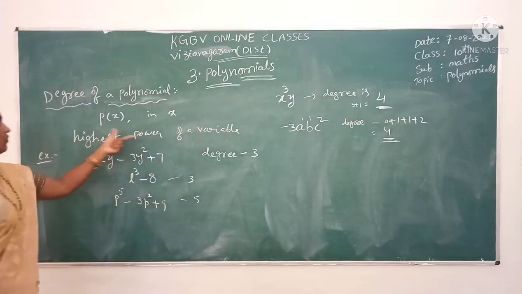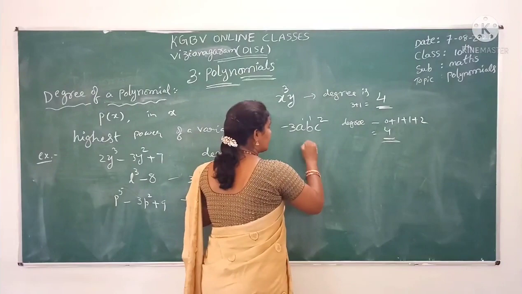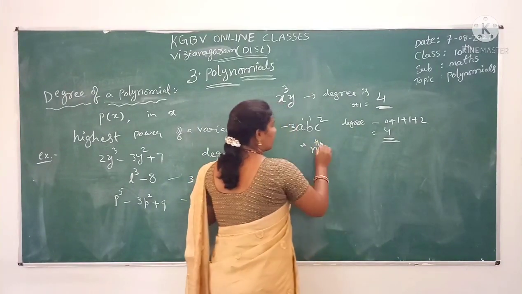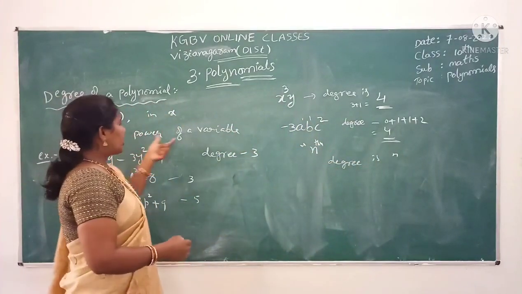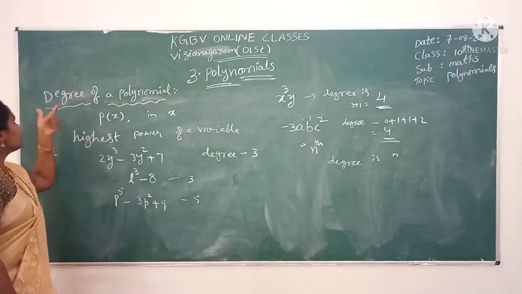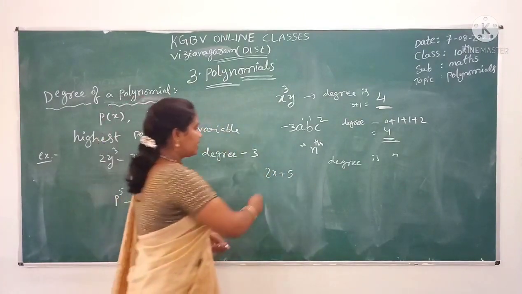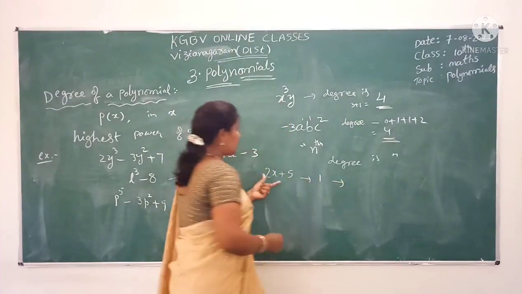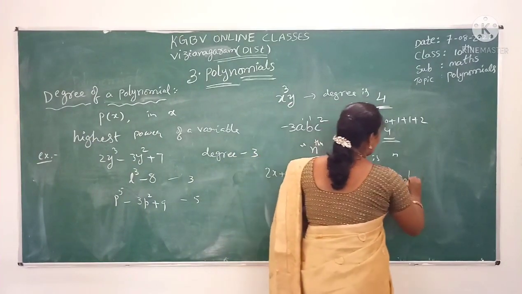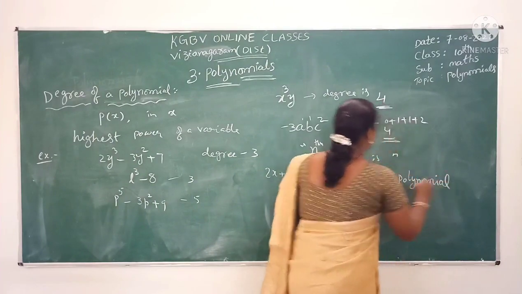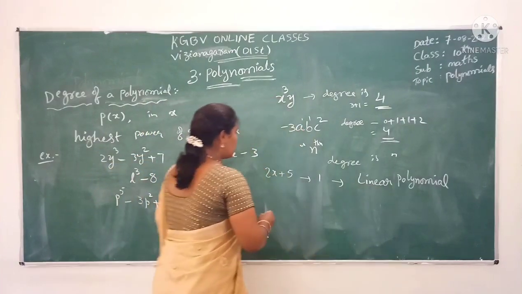So the highest power of the variable is called the degree of the polynomial. Some polynomials have highest power n, which is an nth degree polynomial; the degree is n. According to degree, we separate the polynomials. 2x plus 5 has degree 1. A polynomial having degree 1 is called a linear polynomial.